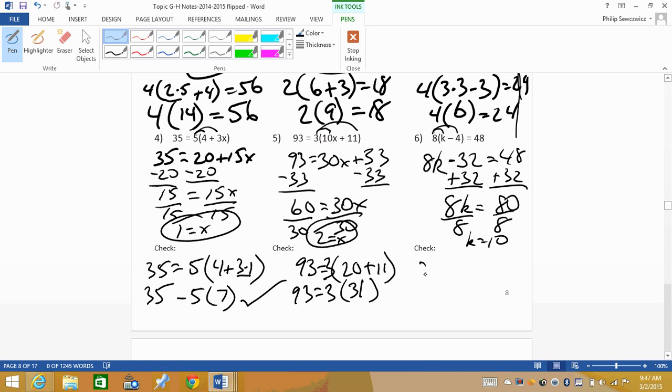Let's see if it worked. 8 times, and then 10 minus 4, does that equal 48? Well, 10 minus 4 is 6, so the question is 8 times 6, does that equal 48? It certainly does. So my answer of k equals 10 is correct.